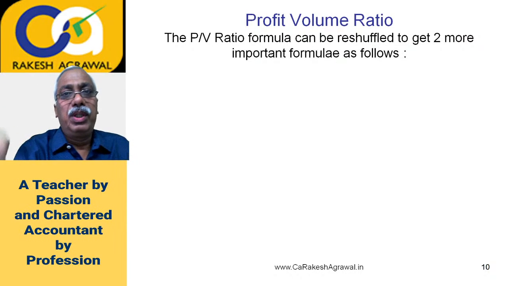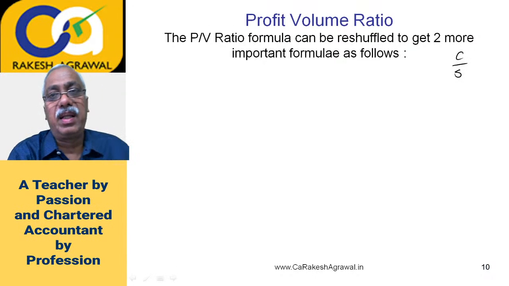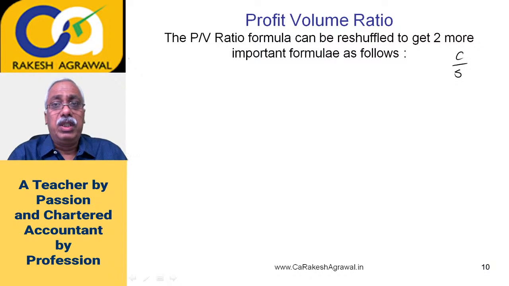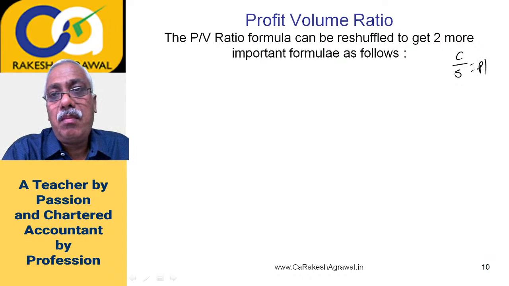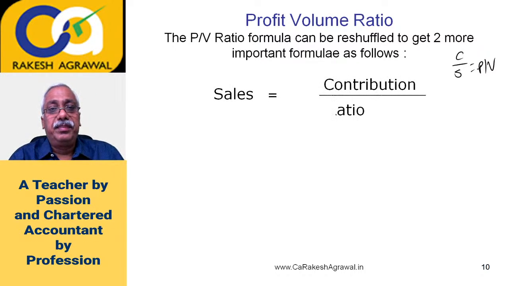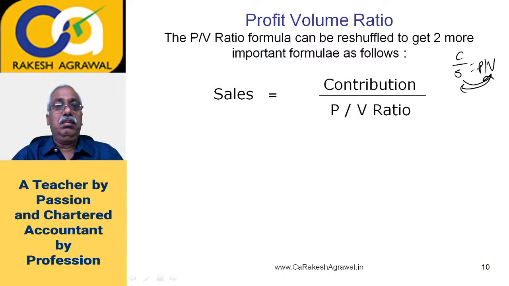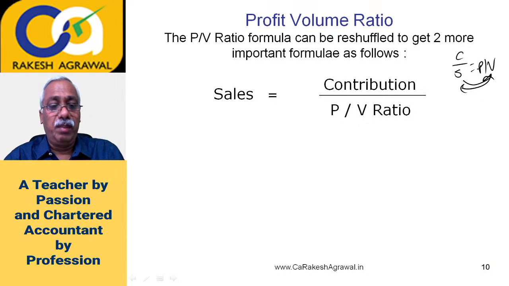Think over what was the original PV ratio formula. It was contribution upon sales, correct? Now reshuffle it. Can we get it like this? See what I have done in the formula. Sales I have shifted to the other side and PV ratio I have shifted to the denominator. So sales is equal to contribution upon PV ratio.